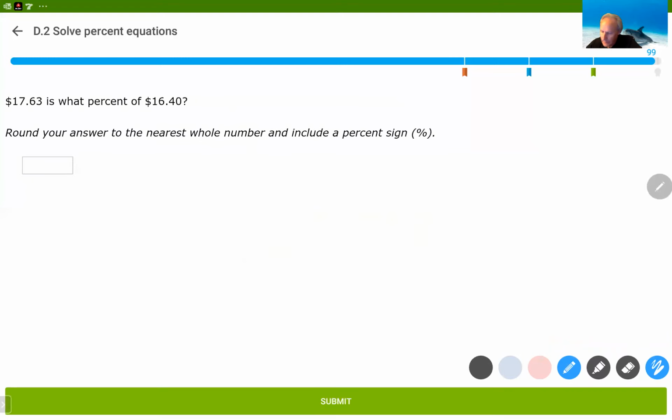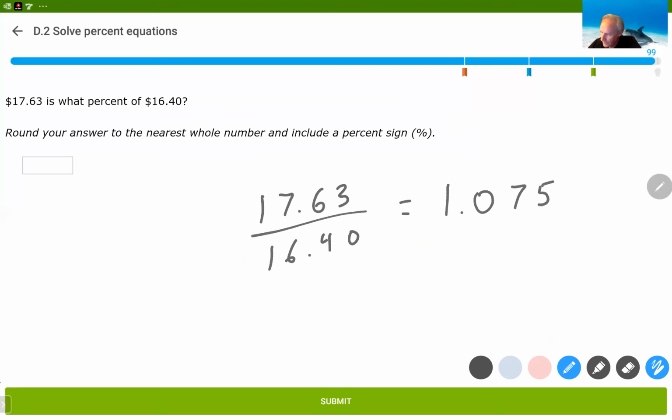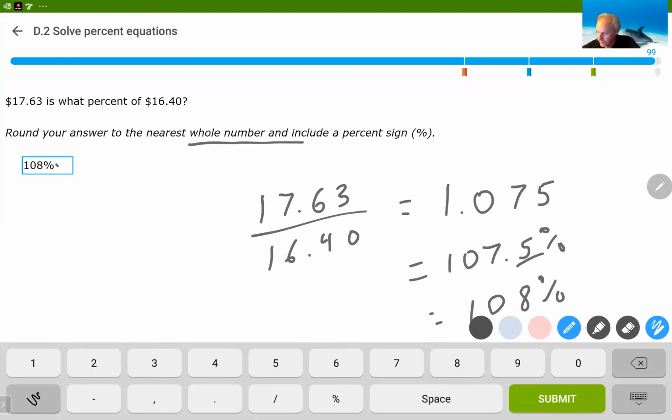One more. 1763 is what percent of 1640? It's a little over 100%. 1.075, which is a little over 100%, 107.5%. It says to round to the nearest whole number, which is 108%. When you round it, this rounds up to 108, and we're supposed to include the percent sign.